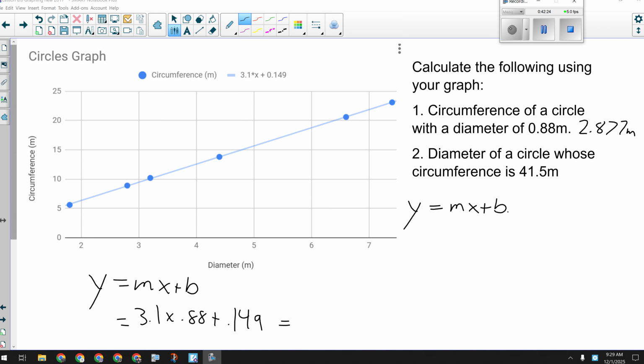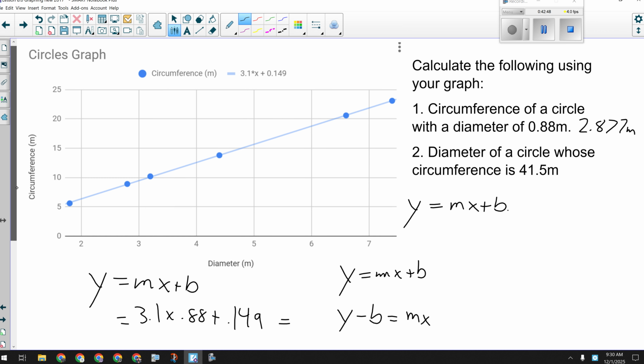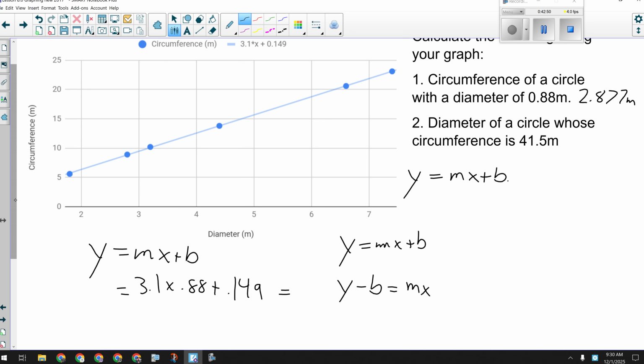Okay, let's have a look at number two here. On number two, we're being asked to solve for X, and we're given what Y is. So Y equals M times X plus B. If I want to solve for X, what do I move first? B. B's not attached to X. So I have to subtract B because currently I'm adding it. So Y minus B equals M times X. I want to get X by itself. Right now I'm multiplying by M. The opposite of multiply is divide. Divide both sides by M. Now I'm solving for X.